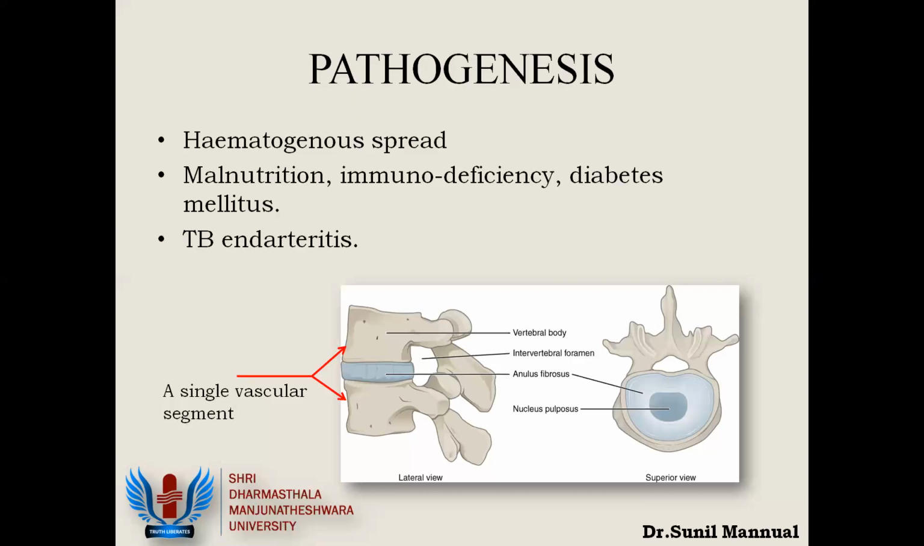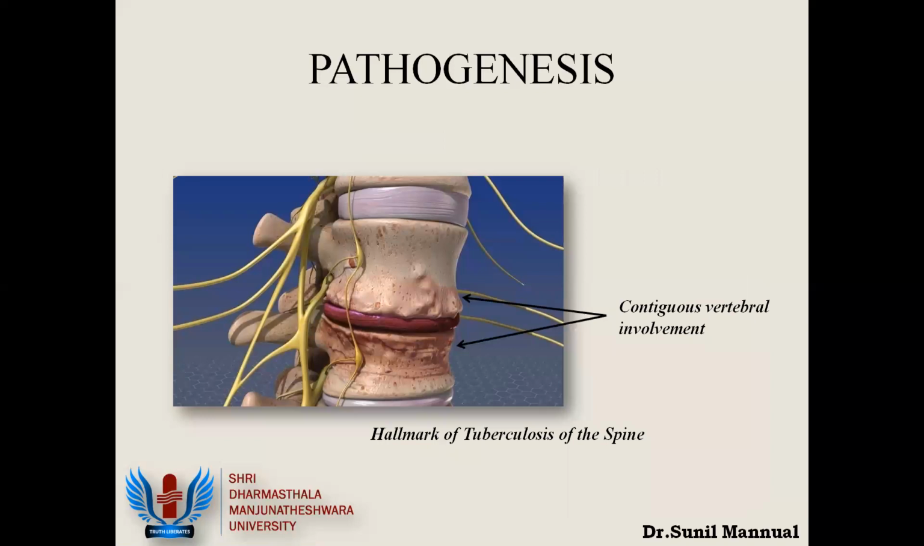Therefore, once they become that one vascular segment, the type of affection that we see in tuberculosis would be the lower half of one vertebra and the upper half of the contiguous, or the next, vertebra. So that is how it is affected, and this is explained by the vascular supply of the epiphyseal artery. Now moving on to slide number 7. This is a very nice picture which shows you how a contiguous vertebra is involved.